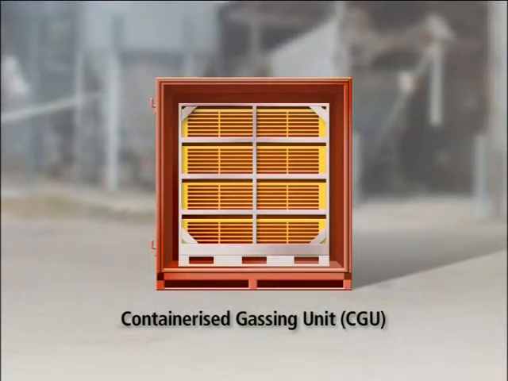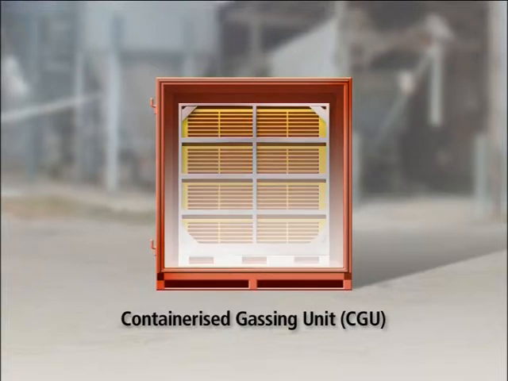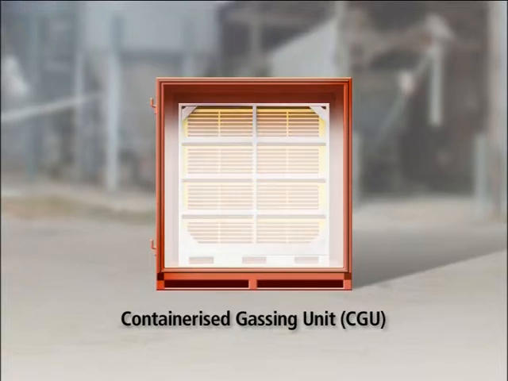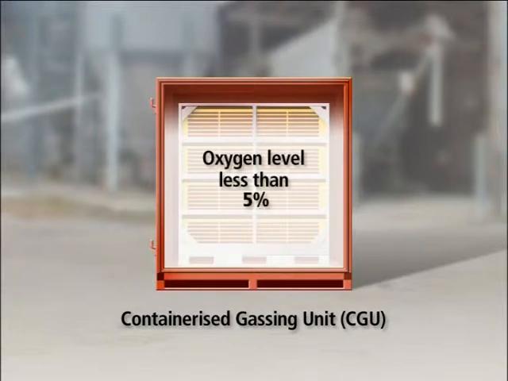When a containerized gassing unit, CGU container, is being filled, the gas mixture fills from the bottom and rises to the top, displacing air as it does so. This creates an atmosphere in which the oxygen level falls to less than 5% by volume, which is insufficient to sustain life. Turn off the gas once a concentration of less than 5% oxygen has been reached.